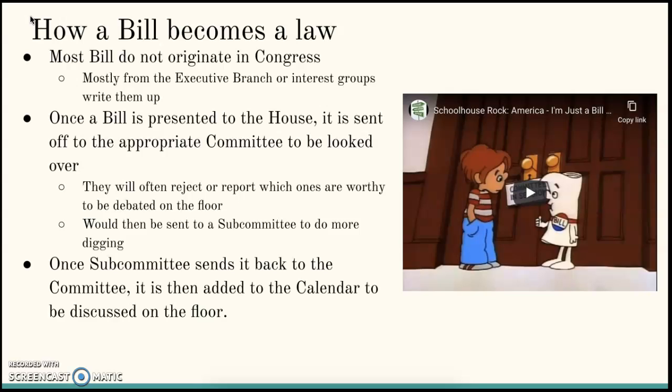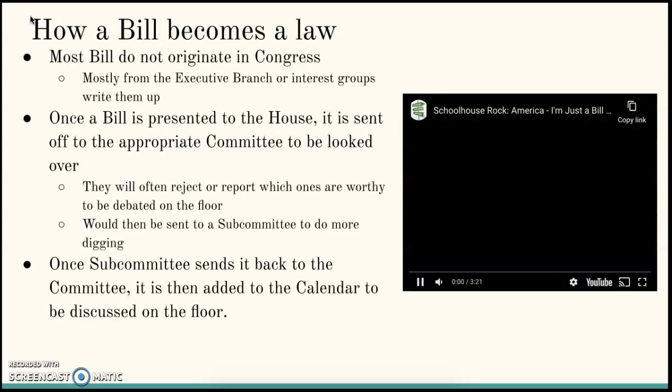Once it goes through that part, it would be sent through the subcommittees again to be looked over. And once the subcommittee sends it back to the committee, it is then added to the calendar to be discussed on the floor of the House. And right there we have the classic Schoolhouse Rock, "I'm Just a Bill," which oversimplifies it, but it's a good way to remember the order of it.